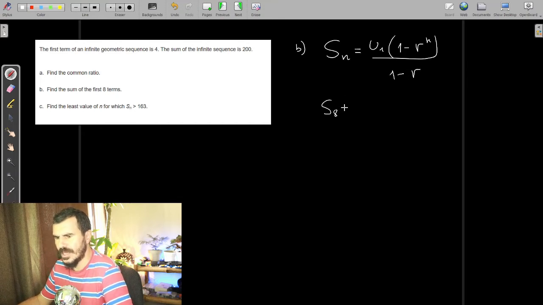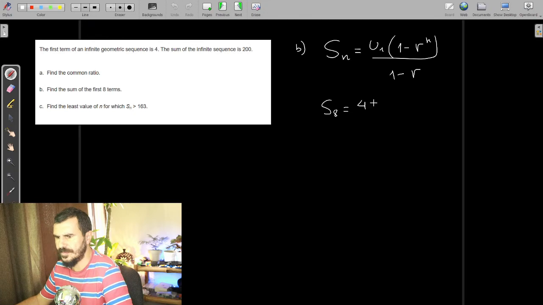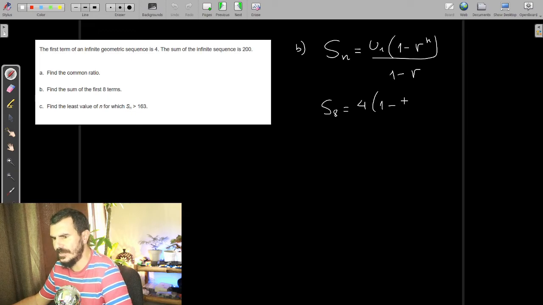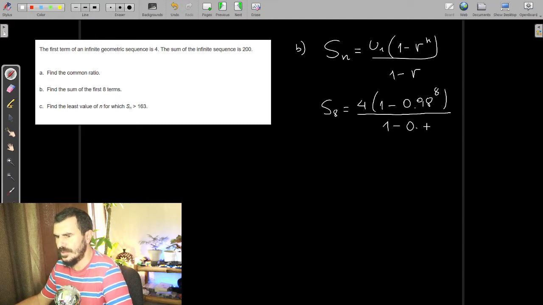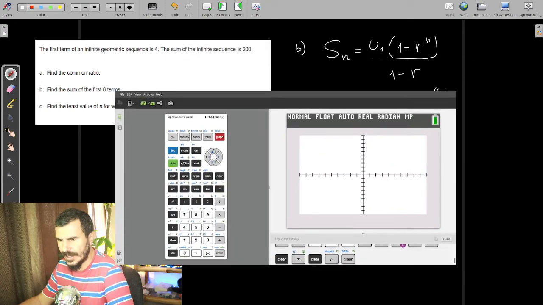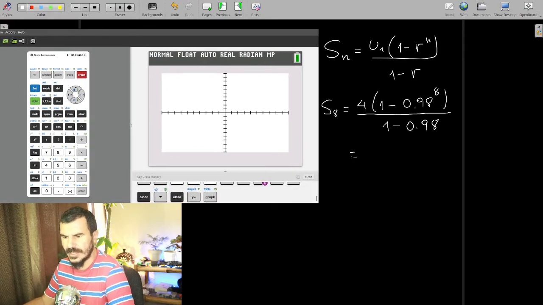So here I have S8 is u1, which is 4, times 1 minus 0.98 to the power of 8, over 1 minus 0.98, which is, now here I will use the calculator to see how I should write it in my calculator.